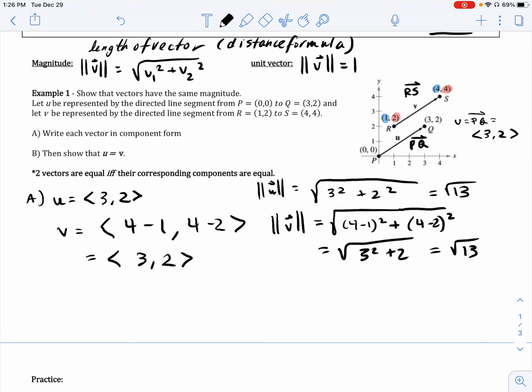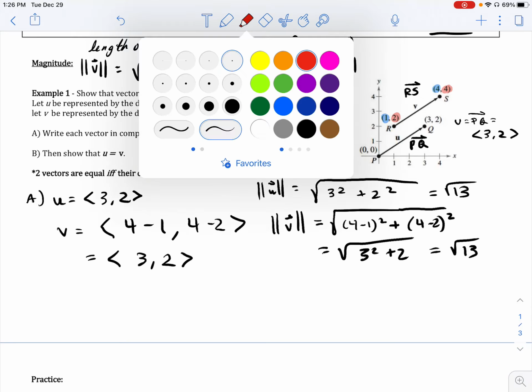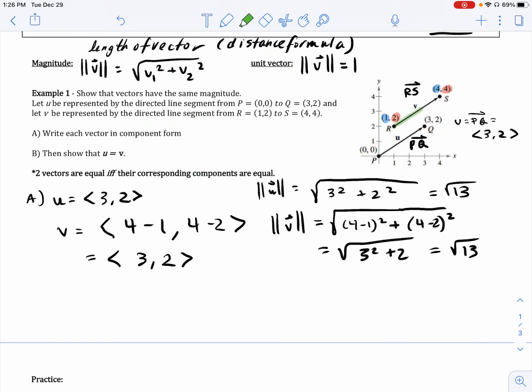Were they both in standard position? No. But if you were to move vector v into standard position, in other words, take this vector v and transpose it right here with its initial point at the origin, you would see that both of these vectors have the same length and the same direction. We know that because their terminal point is the same spot. Both of these vectors are ending at (3, 2). So therefore, we would say that these two vectors are equal.